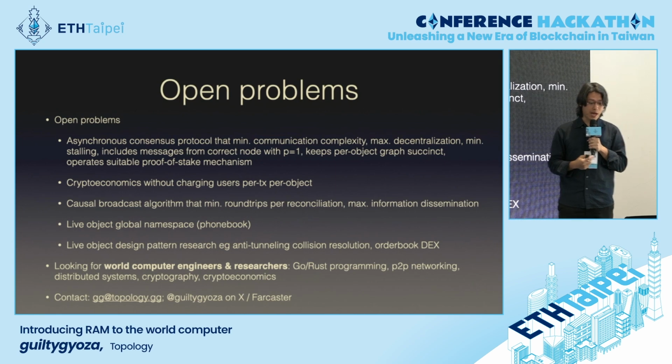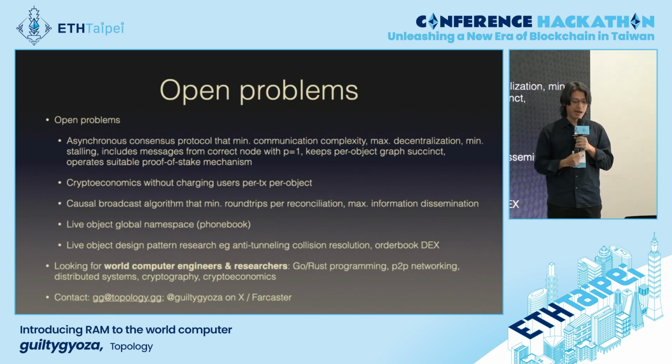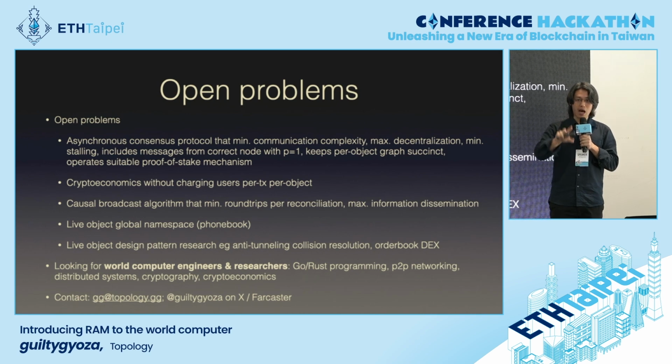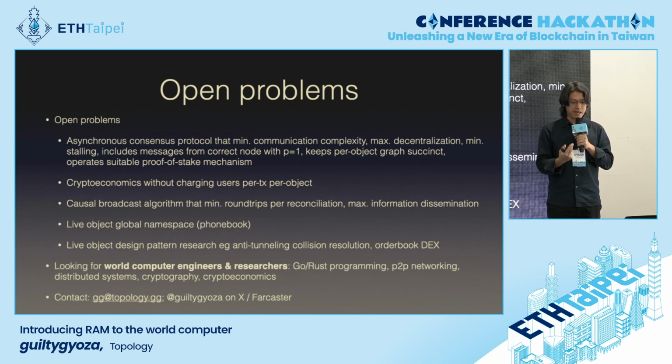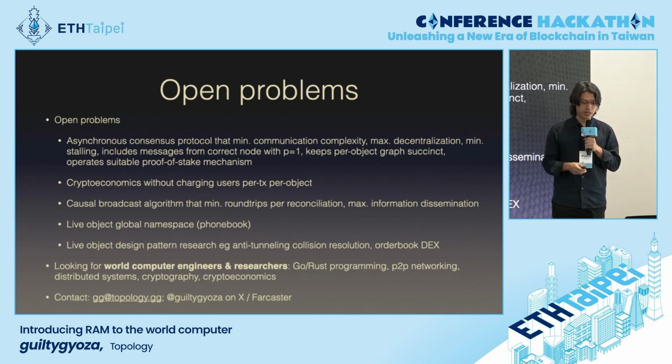Some open problems include that we need to figure out a consensus protocol that minimizes the complexity of communication over the network, that keeps these objects succinct, otherwise they grow very fast, and that has a suitable proof of stake mechanism, and so on. And there are problems with crypto economics that need to be figured out. There's a problem with the underlying broadcast algorithm because it affects how efficient information transfer is over the P2P network, and it affects how fast these objects can synchronize information.